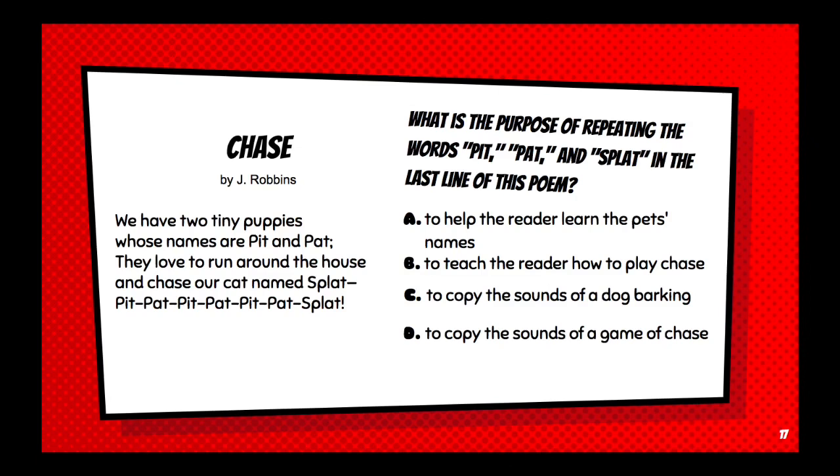So A, to help the reader learn the pets' names. Okay, so the pets' names are Pit, Pat, and Splat, but I'm not sure that the author repeated it at the end to help me remember or learn those names. So I don't think that's a strong answer choice. B, to teach the reader how to play chase. I'm not sure it's teaching me how to play chase, but that's an interesting way of saying it. I don't think that's a strong answer choice. It doesn't match what I came up with. C, to copy the sounds of dogs barking. Pit, pat, splat. Doesn't sound like a dog barking. That's not a strong answer choice.